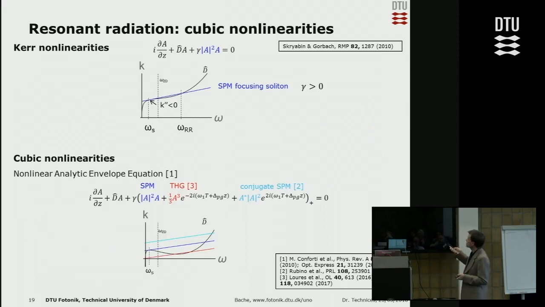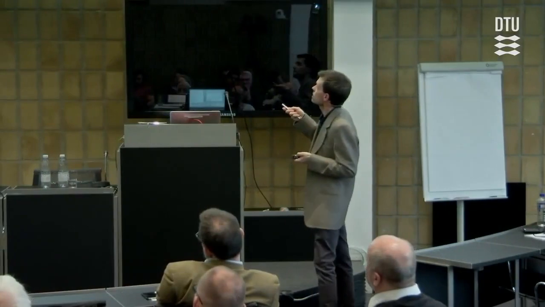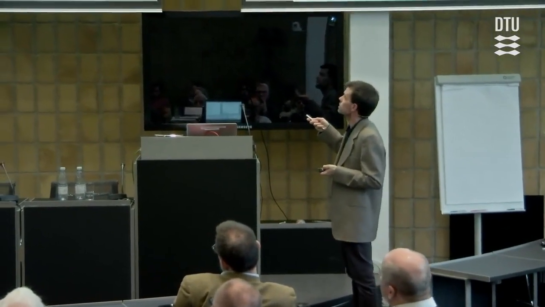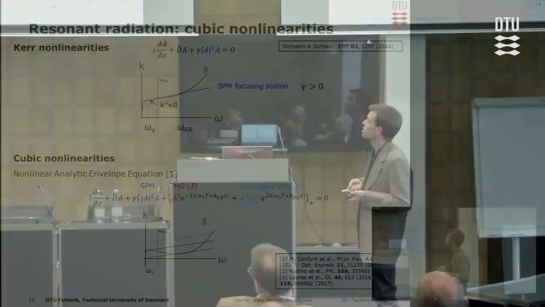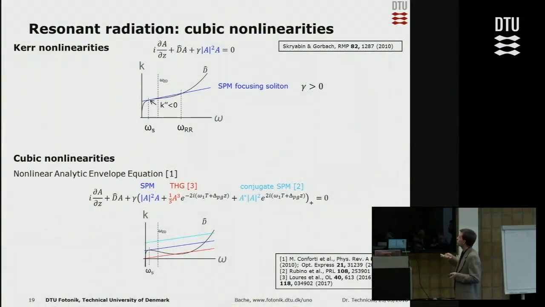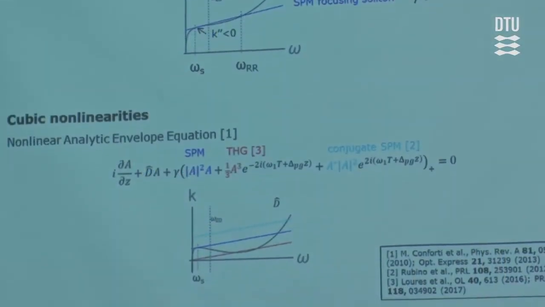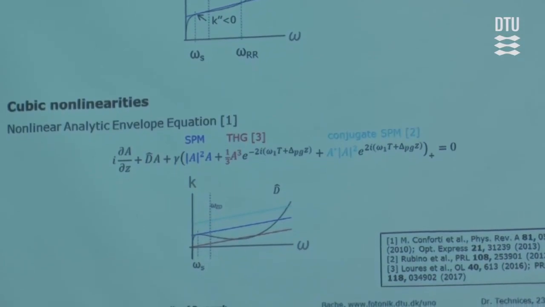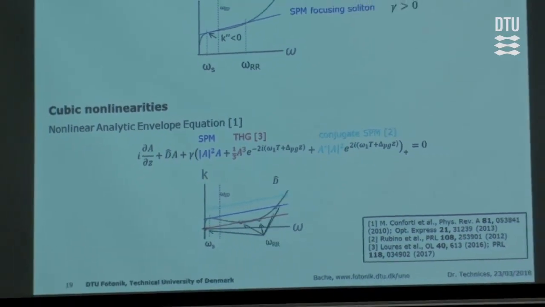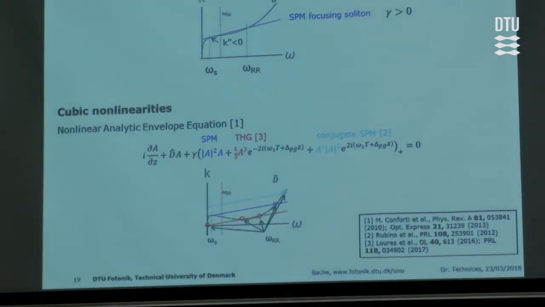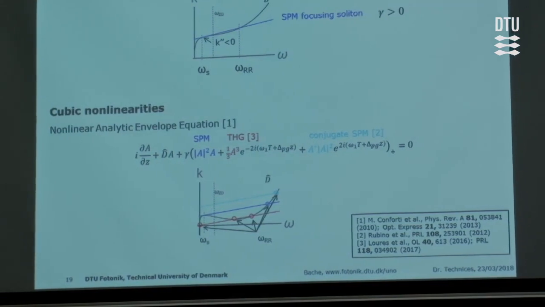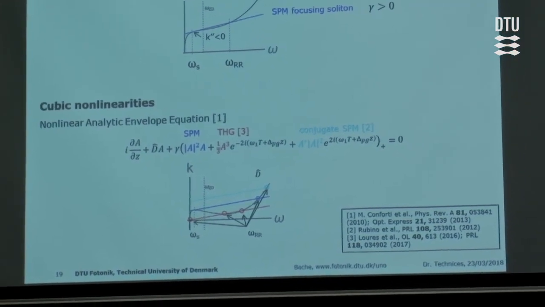So it turns out that this nonlinear Schrödinger equation, you can say that this is not the only nonlinearity that you can have in it. You can extend it to include also similar nonlinearities based on cubic interaction. So you have third harmonic generation and conjugate self-phase modulation. If you include those, suddenly you get new phase matching points where you can couple from the soliton into the resonant radiation.